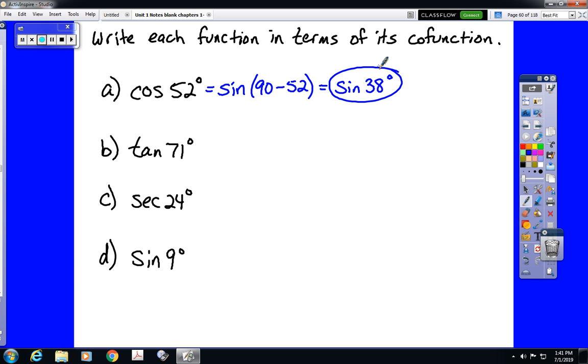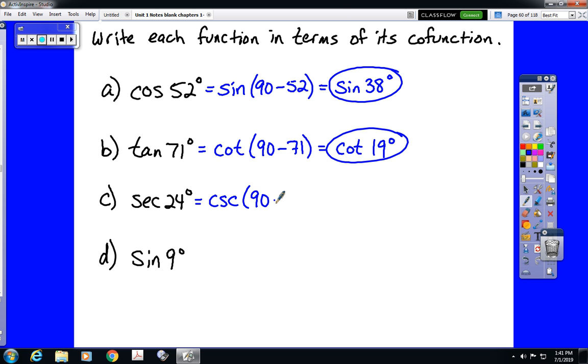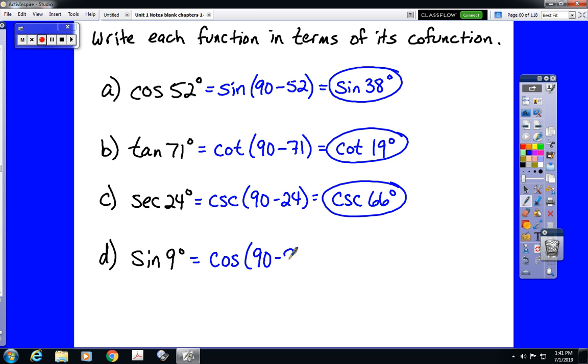Okay, so for letter B here, tangent is a cofunction with cotangent. So I'd do the same sort of thing, 90 minus 71. That would be the cotangent of 19 degrees. And that is written in terms of its cofunction. Secant is related to cosecant. So I would do the cosecant of 90 minus 24, which would be the cosecant of 66 degrees. And sine, we already said, was related to cosine. So I'd do the cosine of 90 minus 9, or the cosine of 81 degrees.